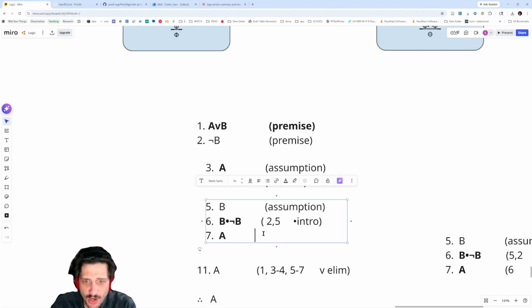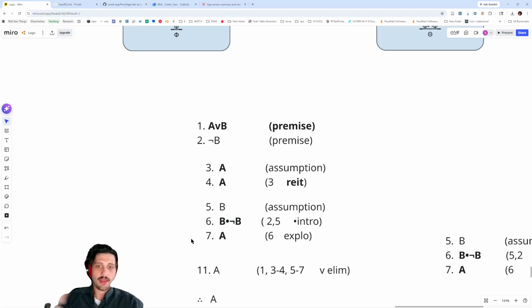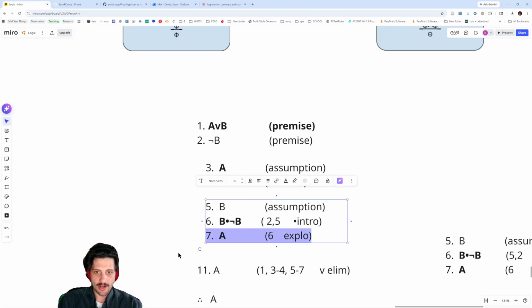Okay, so this just comes from, right, we say 6 and explode. We just point out the contradiction and we say, okay, because of that contradiction, I get to say whatever I want.